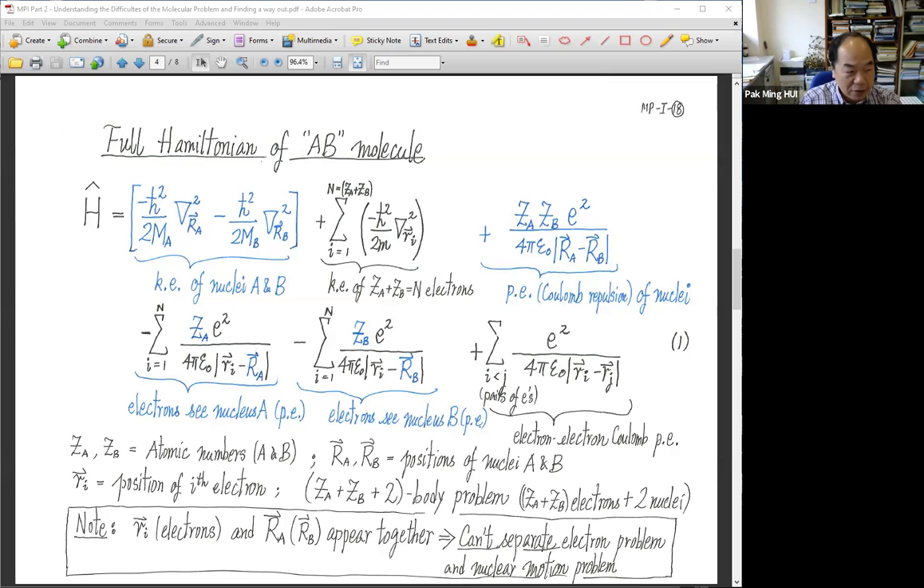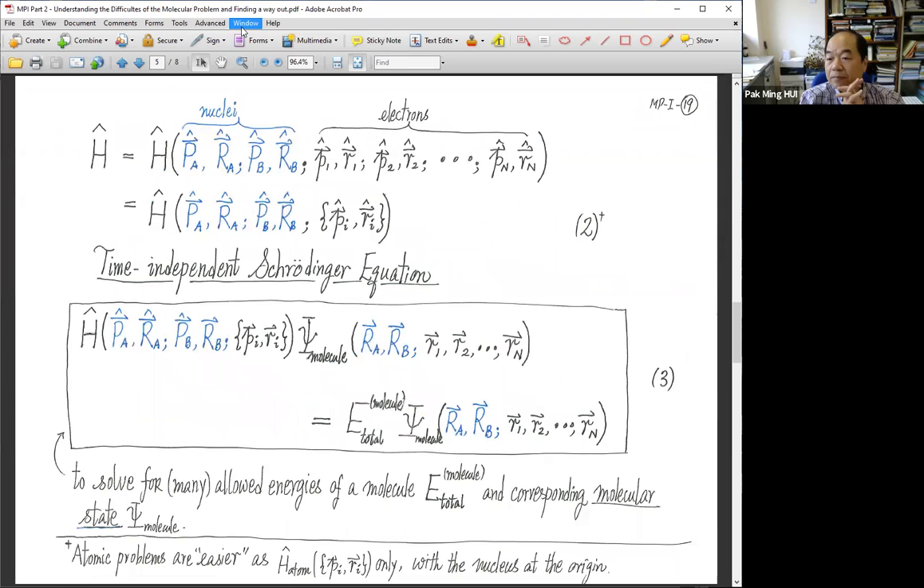Now let's inspect this Hamiltonian. Here, in a shorthand way, I would like to stress that the Hamiltonian, just like in classical mechanics, has all the position and momentum pairs of the electrons and the two nuclei inside it. Okay, so does everybody understand this statement?